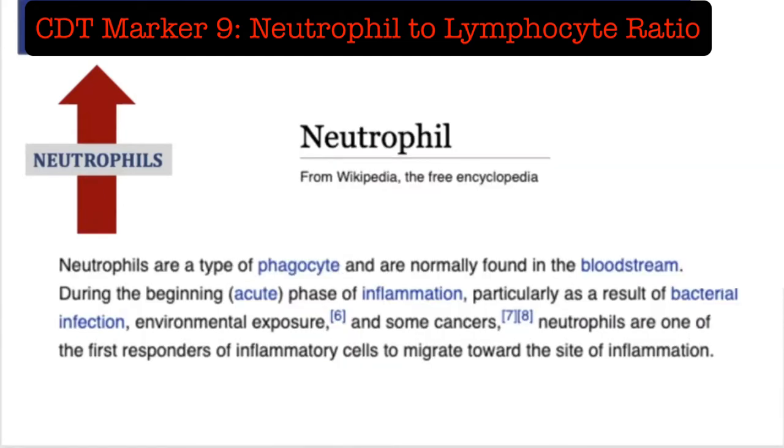So here it is. Here's Wikipedia. Neutrophils are a type of phagocyte found in the bloodstream. They're in the beginning of inflammation, particularly as a result of bacterial infection, environmental exposure, and some cancers. Which cancers? Probably those caused by bacteria, like lung cancer, Chlamydophila pneumoniae, gastric cancer, anal cancer caused by H. pylori. So we have a bacteria at the root of the cancer anyway. So neutrophils go up with bacteria. Let's take a look at lymphocytes.